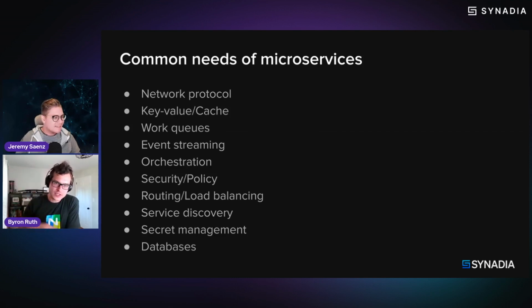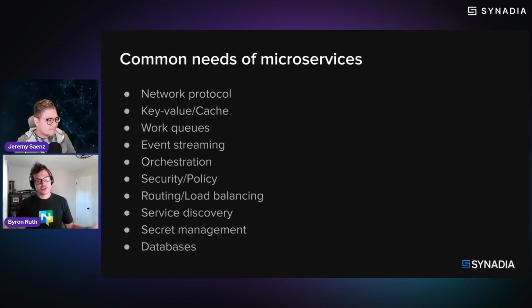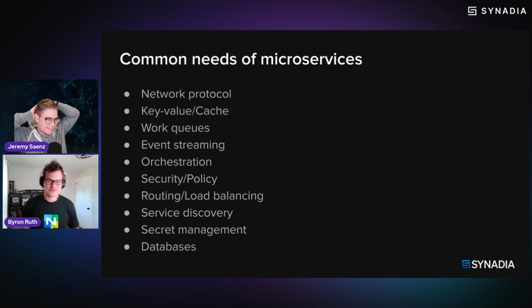This is not exhaustive, but these are a couple of common needs that we think about with microservices. You have your choice of network or application protocol, and we'll get into a couple of details. You have key-value or caching requirements. You have work queues that might be asynchronous. You have event streaming. Of course, you have the orchestration of containers, VMs, and services in general, security and policy, routing, load balancing, service discovery, secret management, and databases. You have all sorts of things. A lot of stuff. Yeah, it adds up.